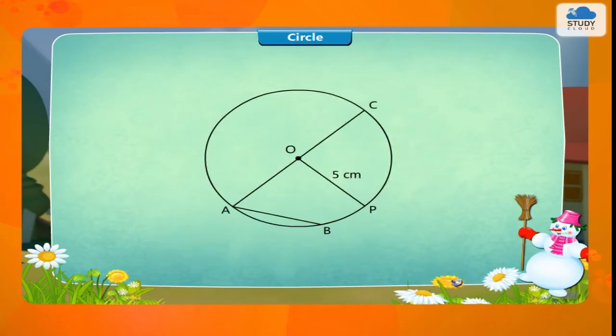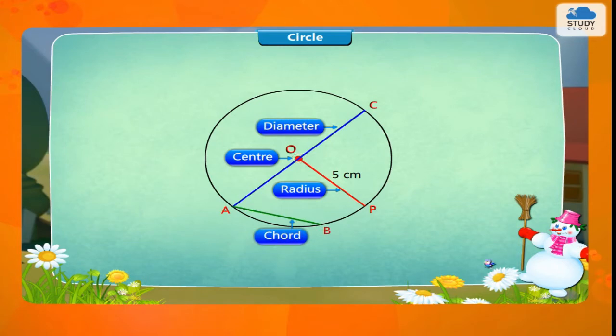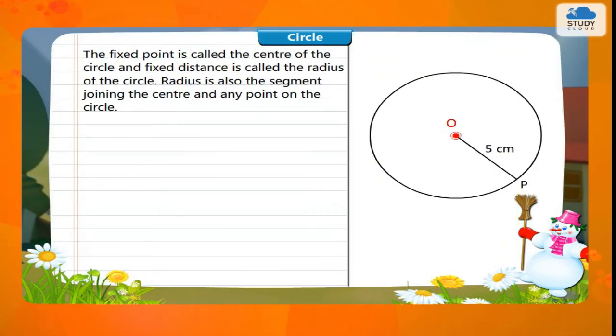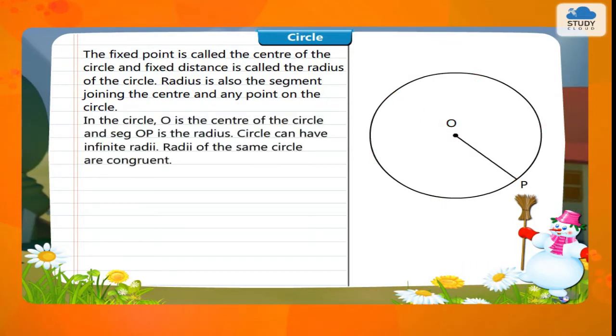We are familiar with the concepts regarding circle like center, radius, diameter, and chord. The fixed point is called the center of the circle and the fixed distance is called the radius of the circle. Radius is also the segment joining the center and any point on the circle. In the circle, O is the center of the circle and segment OP is the radius.